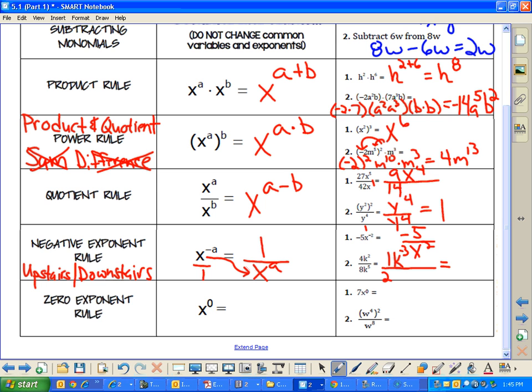Can't have a negative exponent, right? So the 1 and the 2 stay put. K to the negative third is the offending factor in this case. K to the negative third, because it has a negative exponent and it's upstairs, you have to move it to the bottom. So k to the third actually is now in our denominator.